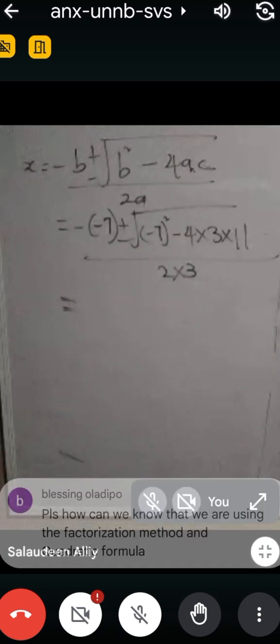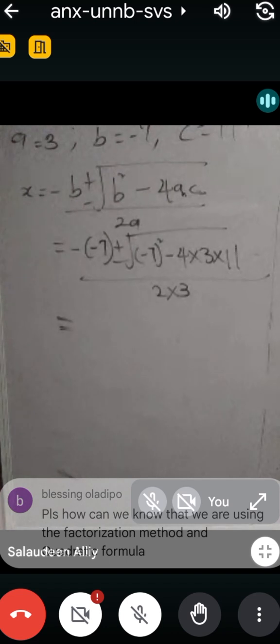A equals 3, B equals minus 7, C equals 11. Using the formula, x equals minus b plus or minus square root of b squared minus 4ac, over 2a. So minus b, that's minus 7, plus or minus square root of b squared, that's minus 7 squared, minus 4 times a, which is 3, times c, which is 11, all over 2 times a, which is 3. Hope I'm not too fast. We are still going to do complex numbers tonight.